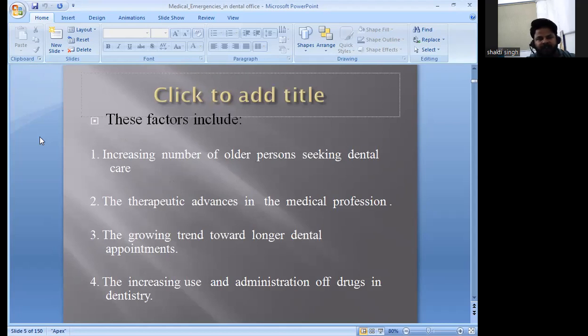Majorly, the factors include the increasing number of older patients seeking dental treatments, the therapeutic advances in the medical professions, the growing trend towards longer dental appointments, and also the increasing use and administration of drugs in dentistry.